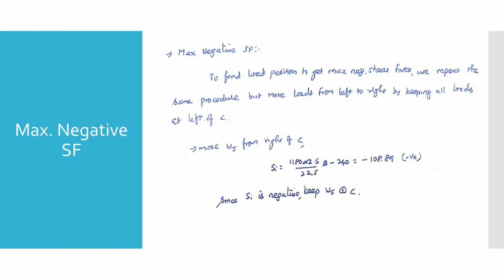Now let's pivot to finding the maximum negative shear force. The core principle remains identical, but our physical movement is reversed. We evaluate the shear increments by shifting our load system from left to right, intentionally keeping the bulk of our loads to the left of section C.